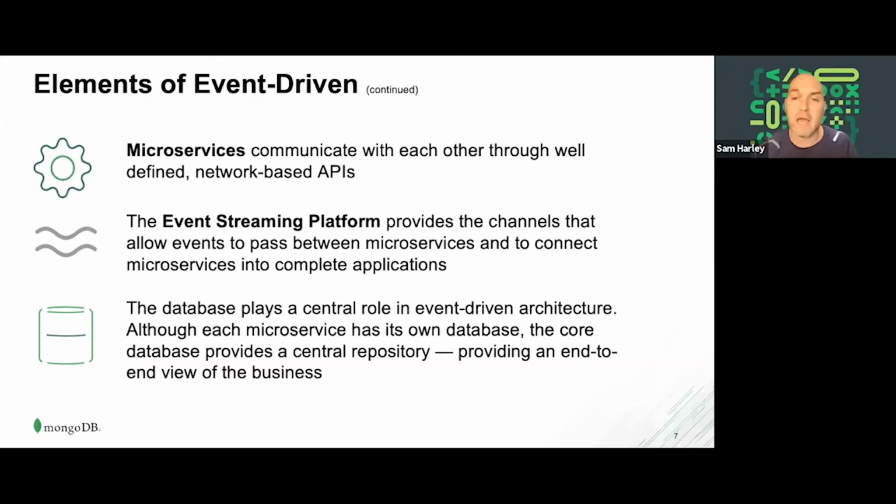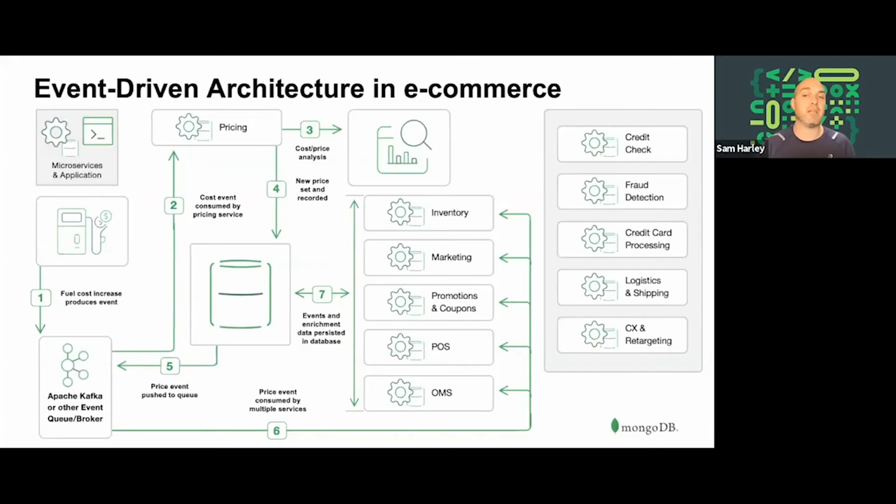So let's look at an example of this. In this figure, we can see an illustration of a price change that's occurred. The fuel cost to ship some items has increased, which may impact pricing. This produces events regarding that cost increase event and places them in the message stream where the event queue makes them available.